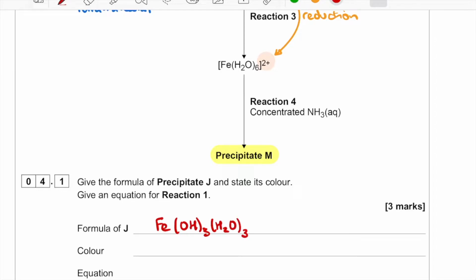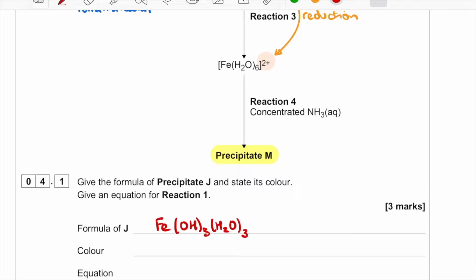Now, I've not put square brackets around this formula because really those square brackets are to do with showing that something is an ion and has an overall charge. In the mark scheme, it does have a square bracket, so I guess you can put square brackets, but I don't think that's really correct.